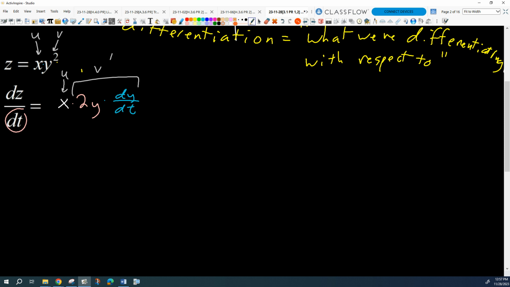So we did u v prime. Now we got to finish. That was just the chain rule that we needed to calculate v prime. Now we got to go back and finish the product rule. So now we've got v, which is y squared, times the derivative of u. So there's v. What's u prime going to be? What's the derivative of x? dx/dt, because we're differentiating with respect to t, exactly.